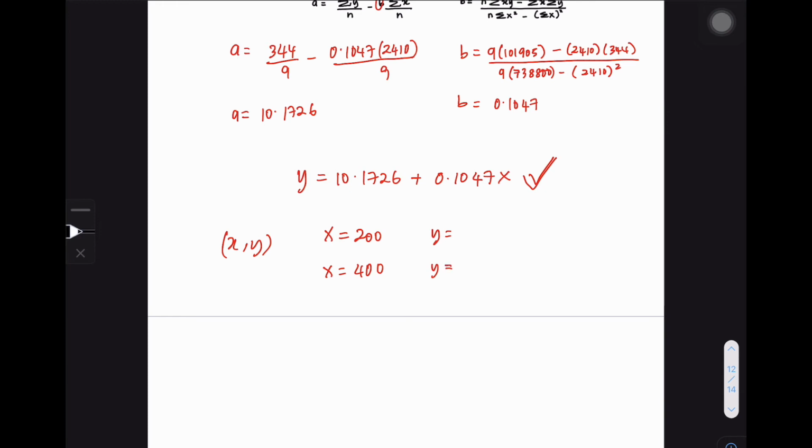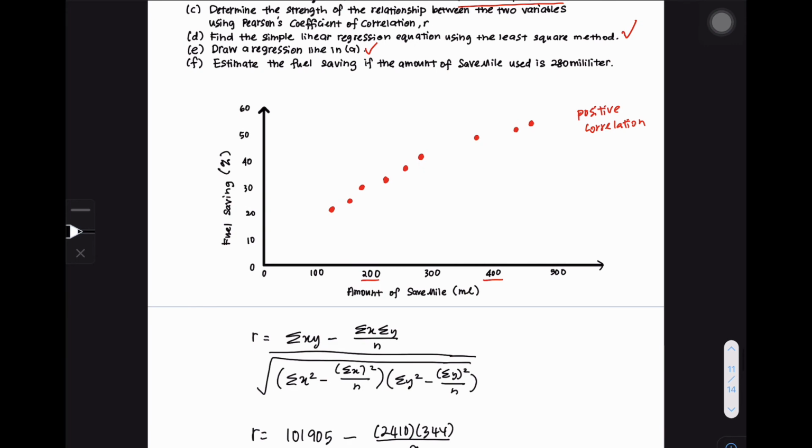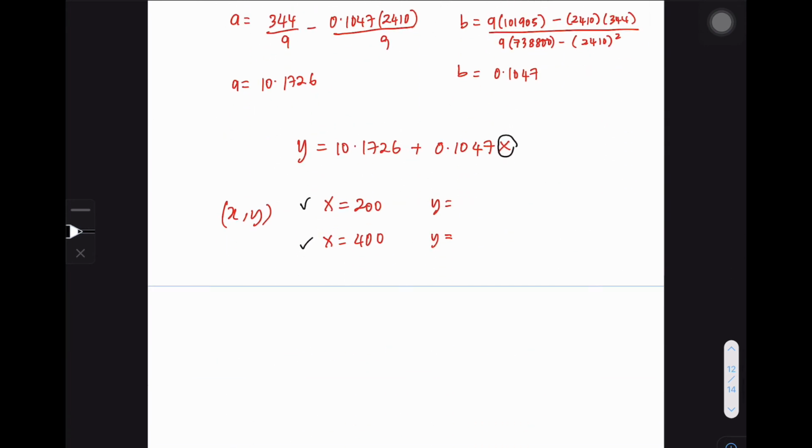Okay, macam mana nak cari? Guna formula, guna equation ni. Equation yang kita cari tadi. Macam mana nak guna? Awak masukkan sahaja nilai x dekat sini sama dengan 200 yang pertama. X ini suka hati, nak letak berapa pun tak apa, tapi dia mesti dah dekat dalam range yang kita guna ni. Okay, so saya pilih 200 dengan 400. So gantikan saja x ni dengan 200. Okay, and then you tekan calculator.